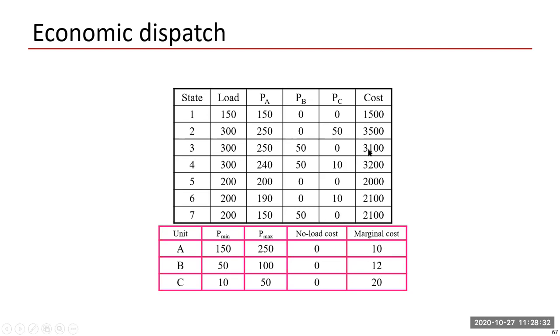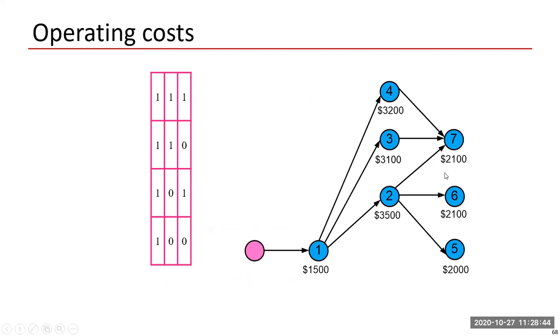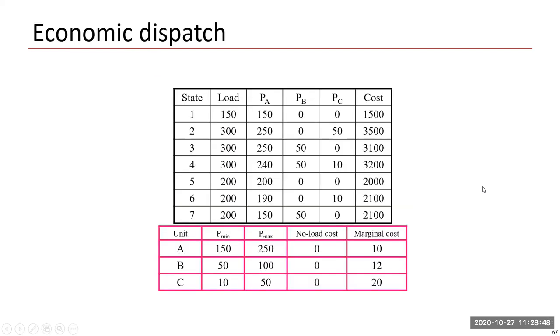So here again, the calculation of cost is simple. You multiply 250 by 10 and 50 by 12, add them up, so you get 3100. So in this manner, we can complete this table. Okay, it's straightforward.